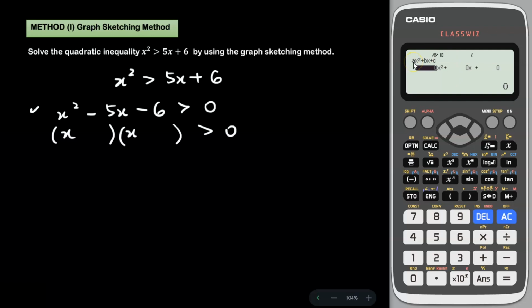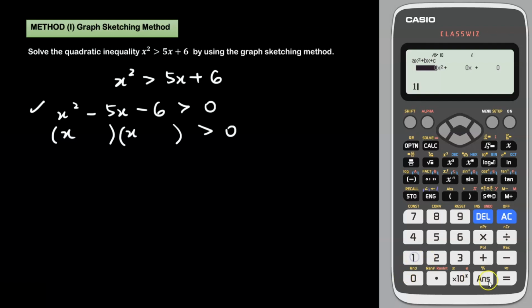So let's look back at the step 2 here. x squared minus 5x minus 6 more than 0. So our a is 1, b is negative 5, and c is negative 6. So a is 1, press 1, then equals, and then negative 5, and then equals, and then negative 6, and then equals. So we'll get, okay, press equals again, we'll get 6.